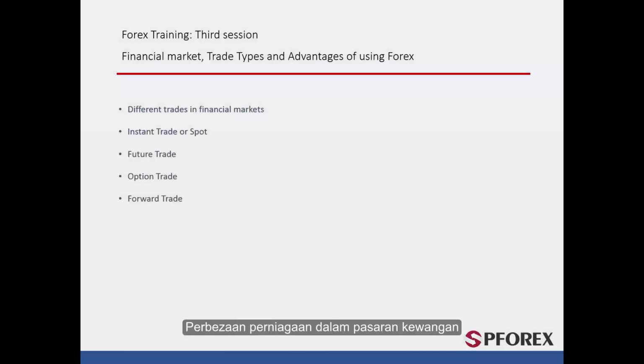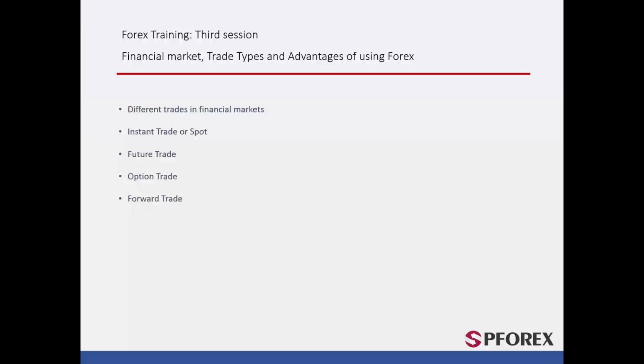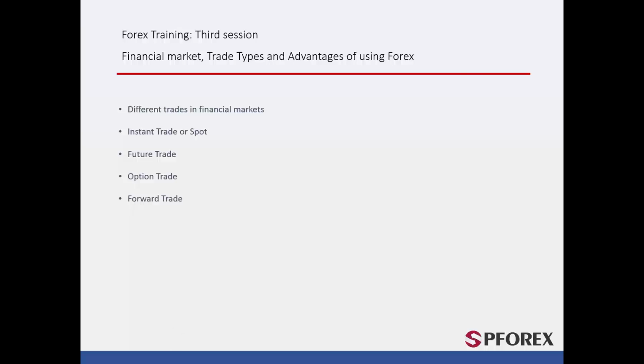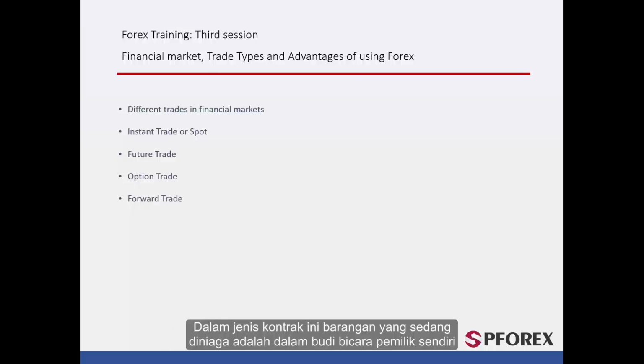Different trades in financial markets. There are a variety of different trades that can be made within financial markets. We will look at a few of them here. Instant or spot trade. The first type of trade is made using instant contracts, better known as a spot trade. In this type of contract, the goods being traded are at the owner's discretion. This means they have no obligation to change the contract or their position within the trade.